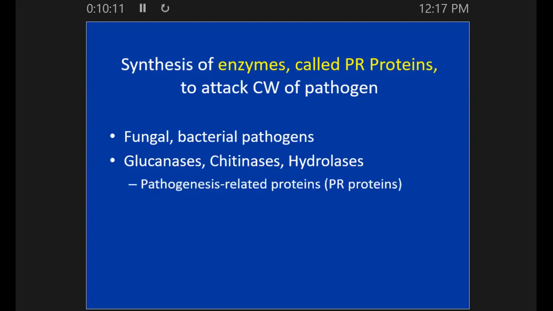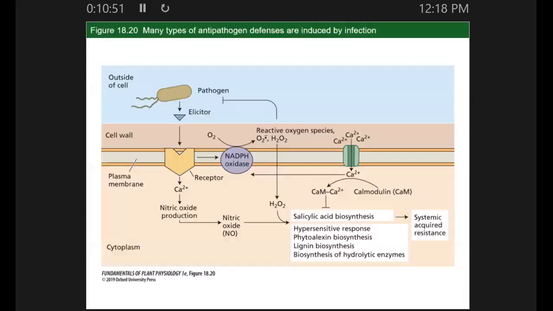So these PR proteins are enzymes, and they started calling them initially pathogenesis-related proteins. So that's where the PR protein term comes from. But again, they're just enzymes. They're enzymes that the plant is using to try to directly attack the fungus or the bacteria. So the plant does have that ability to figure out, oh, it's a fungus attacking me, and then it'll start to upregulate its amount of chitinases and use the chitinase enzyme to try to break down the cell wall of the fungus. So here you see in the white box, they talk about lignin biosynthesis of hydrolytic enzymes. So that's what we're talking about in that previous slide there.